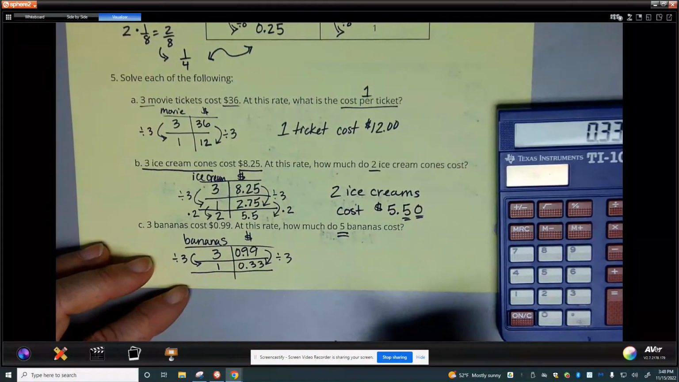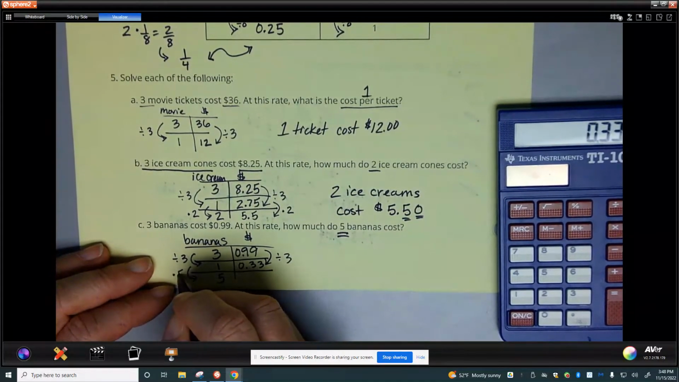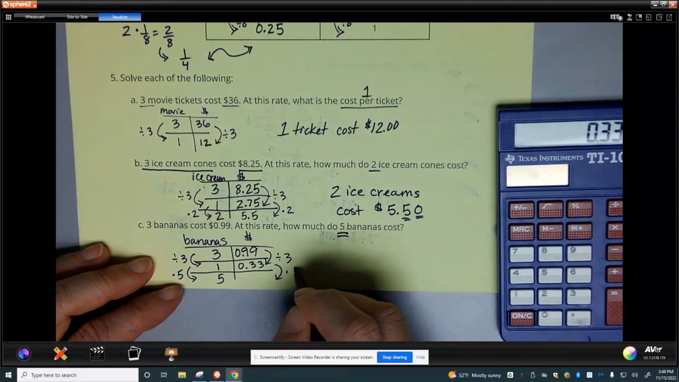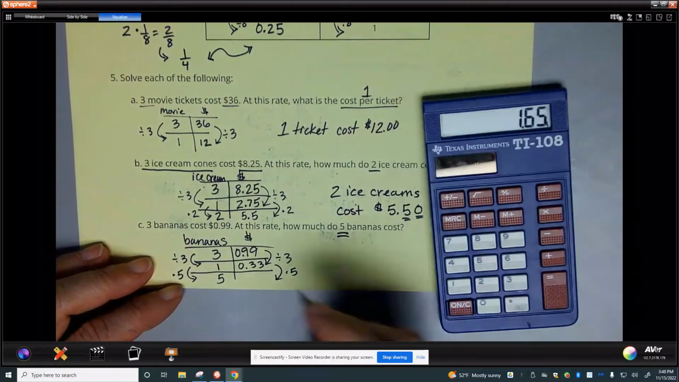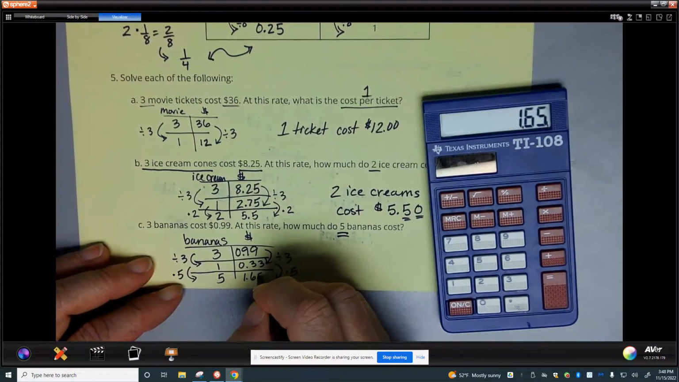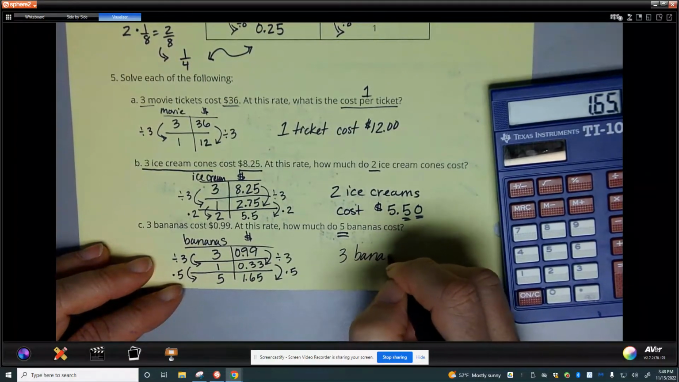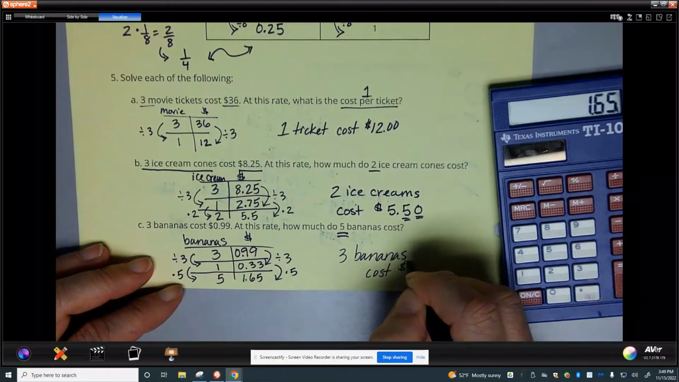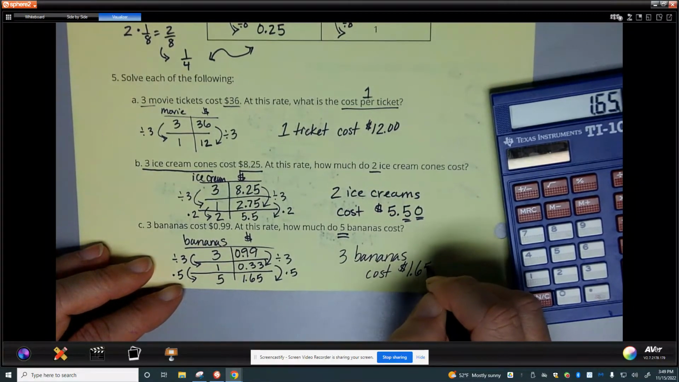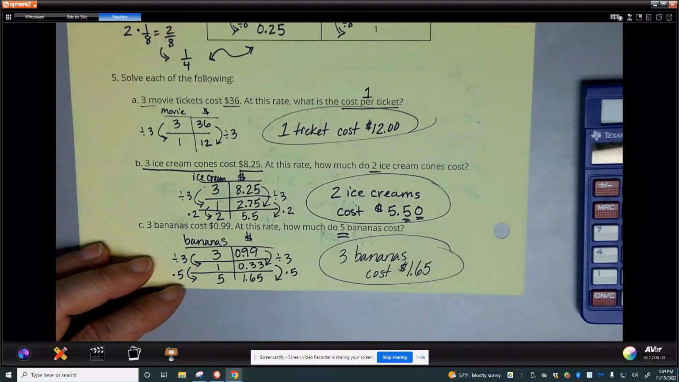And then we want to find 5 bananas. So we'll multiply by 5. Times 5 equals $1.65. So 5 bananas cost $1.65. Okie doke.